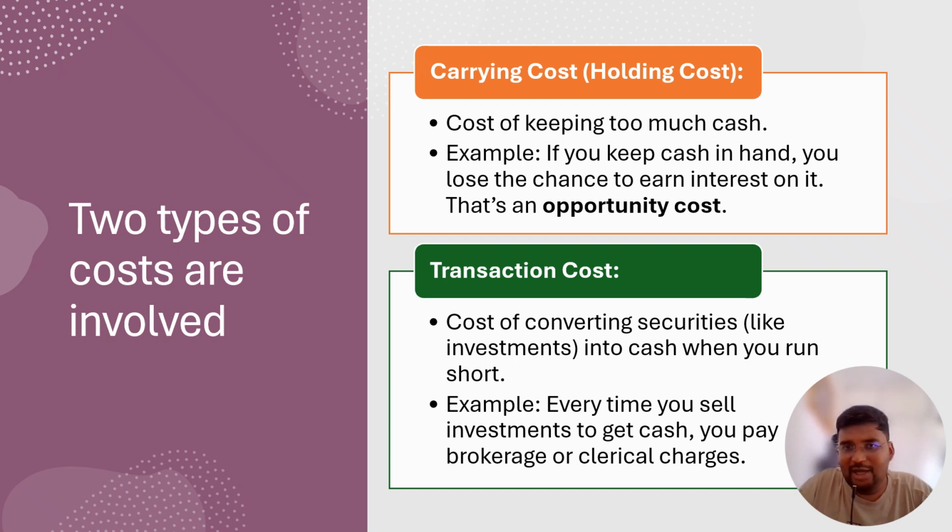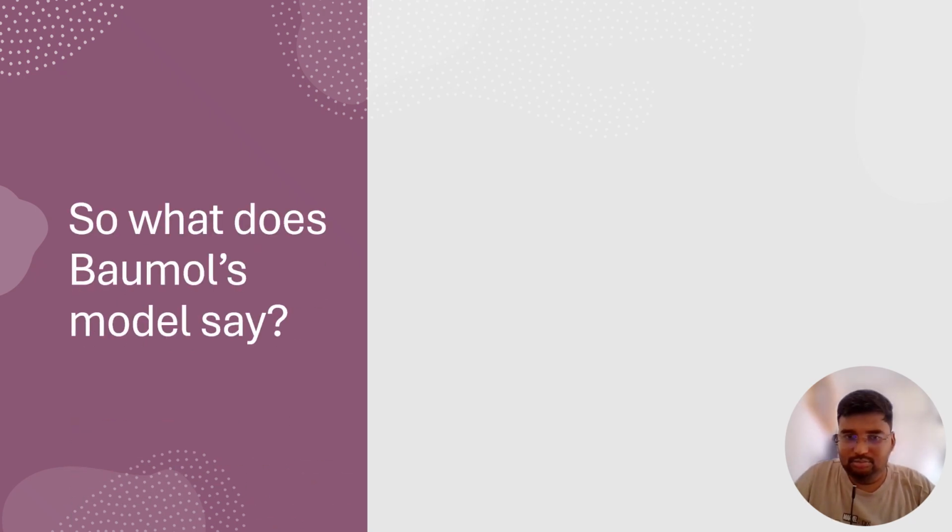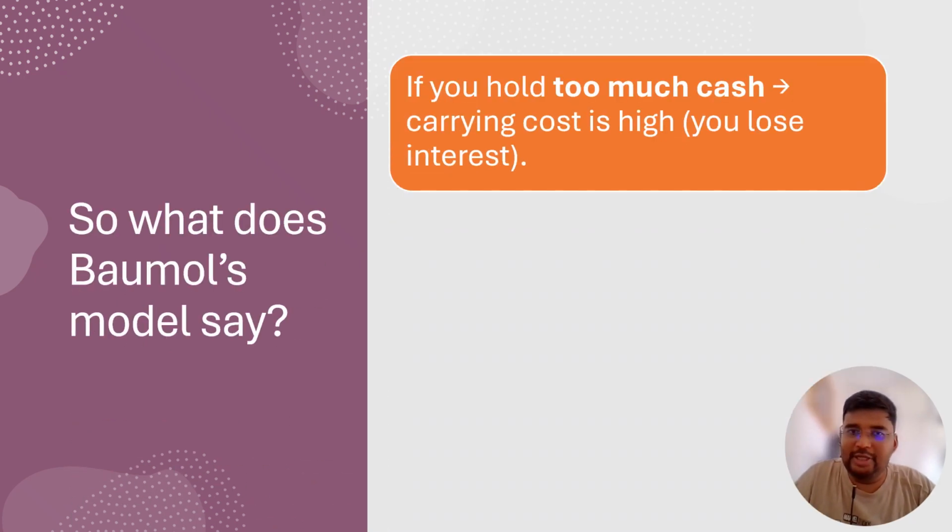So this model will help us to find the balance, not too much, not too little, only the optimum cash balance. So Baumol's model is very simple. It simply says that do not keep too much cash with you. It's a loss for you because you are not earning anything on it. You are not earning interest on it. That means carrying cost is high.